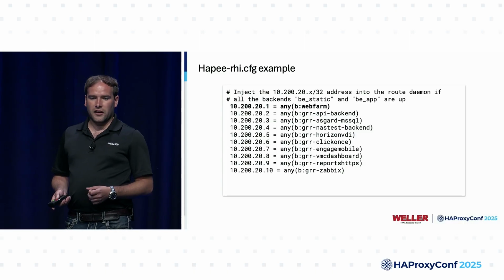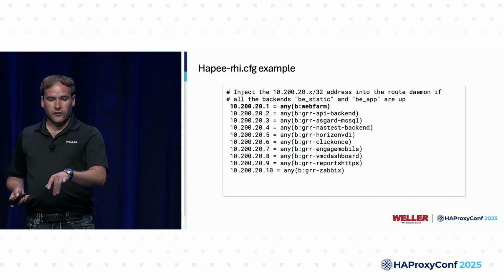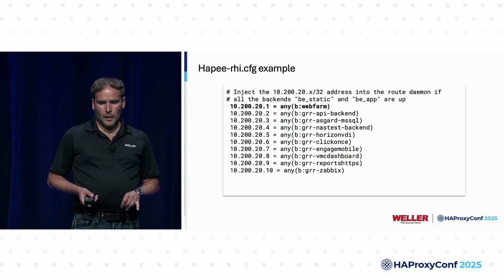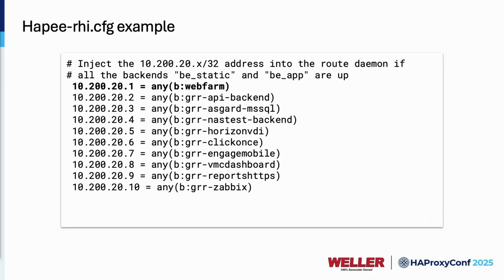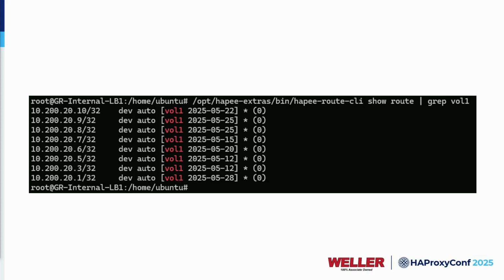And this is what the RHI configuration actually looks like. So the first demo that I'll show you here in a bit is actually this top one, but you're just meeting a condition here. We're saying inject 10.200.20.1 into the BGP peer if any server in the backend called web farm is online. And if everything's configured correctly and you have your front ends and back ends set up, you'll see something like this when you do a show route on the route CLI. So you can see that these routes are sitting in our volatile table already. If your router that it's peered with is properly configured, they'd be sitting in your routing table as well.